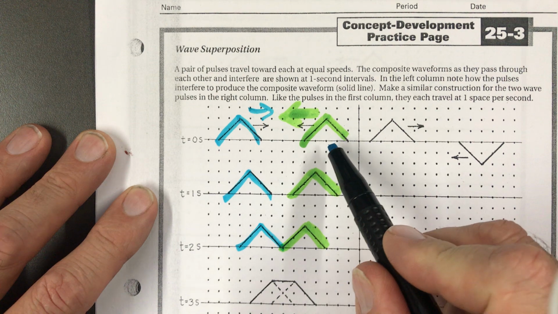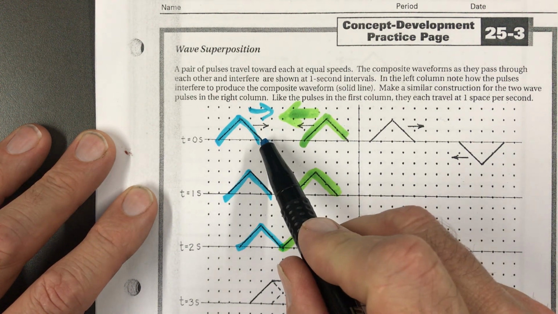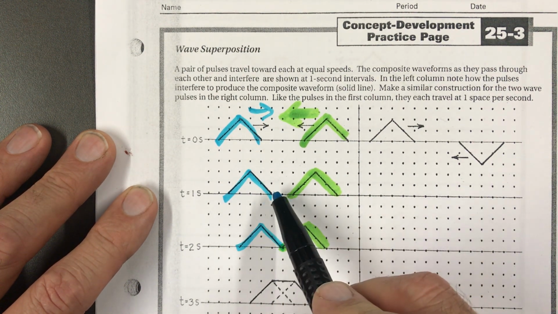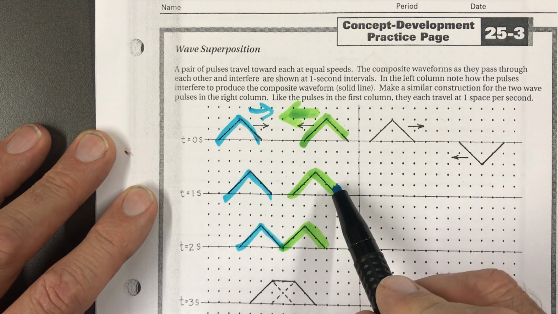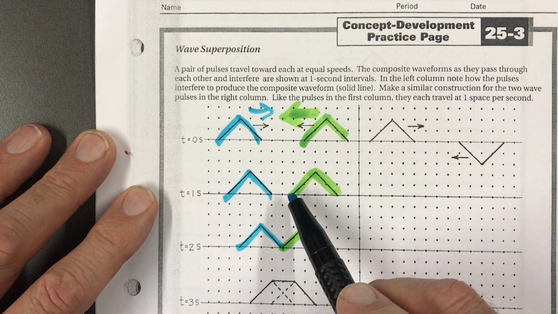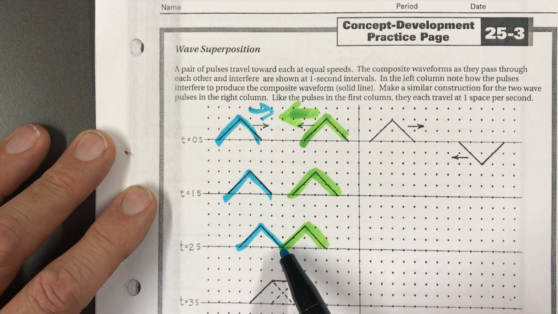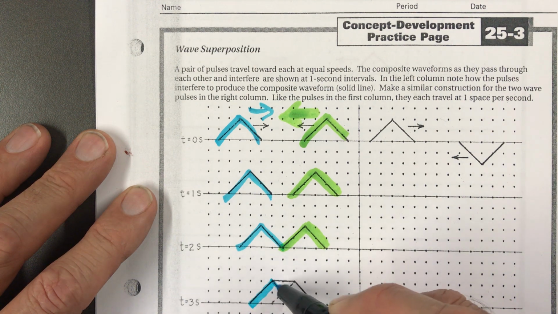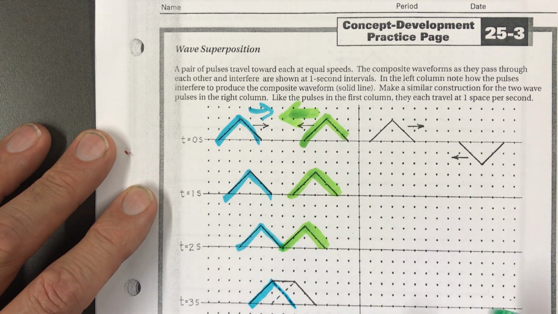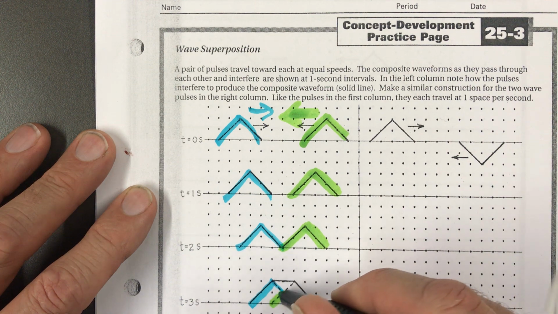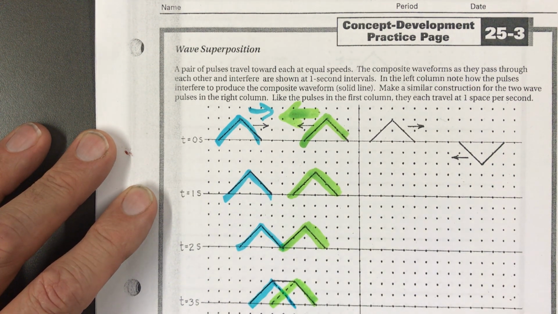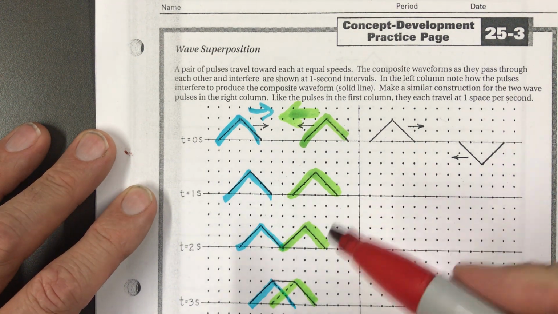These dots represent 1 second intervals. So from this position to this position, the blue has shifted to the right 1 second, and this one has shifted to the left 1 second. Here, blue 2 seconds, and the green 2 seconds. And at the 2 second mark, the edges of each are touching. But at the 3 second mark, we see that they begin to overlap. So the blue one is in that position, and the green one is in this position. But overall, what we see is that we end up getting constructive interference.